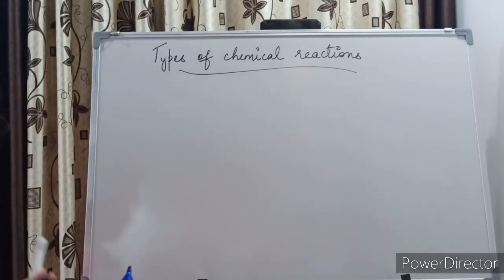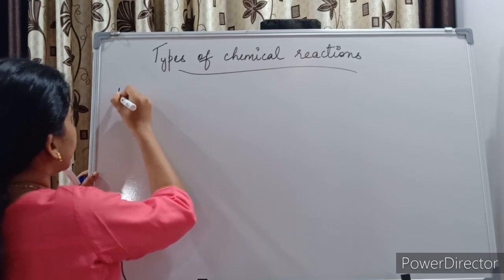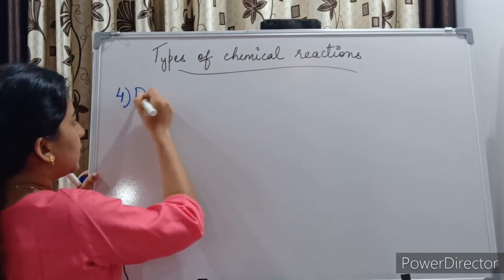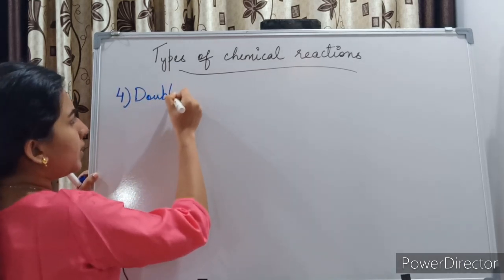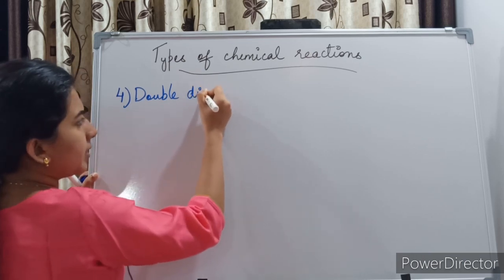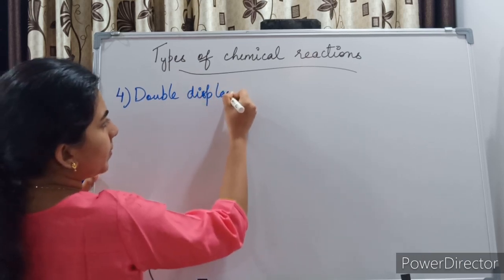Clear? Next type is double displacement reaction. That is the fourth one: double displacement reaction.